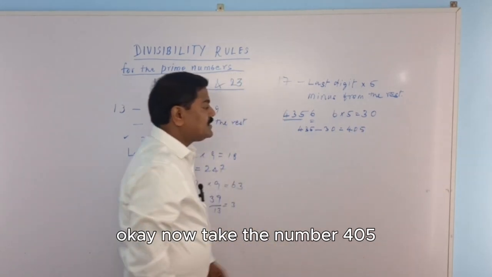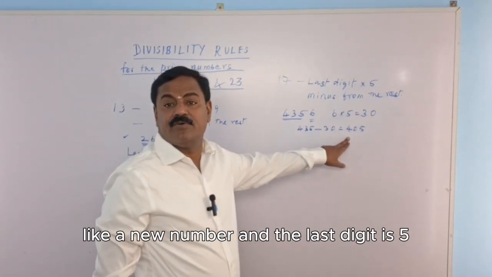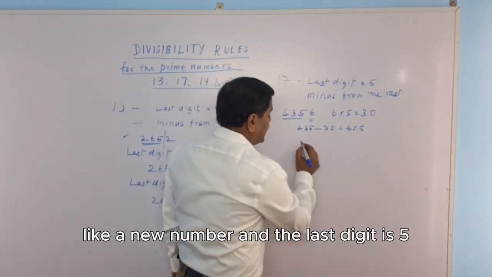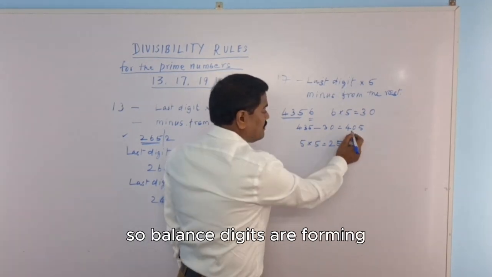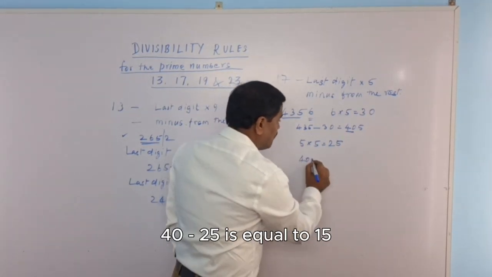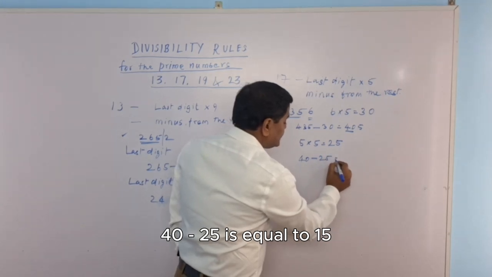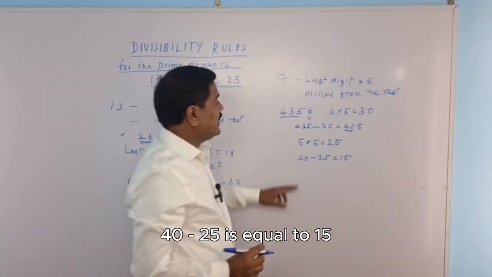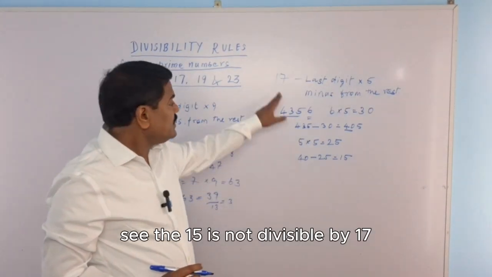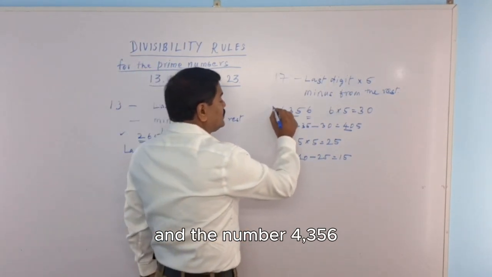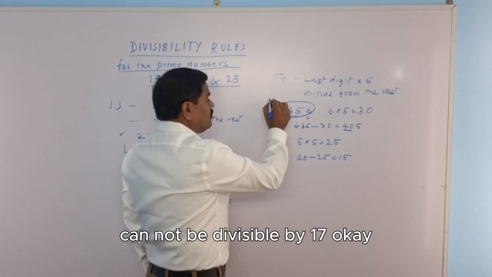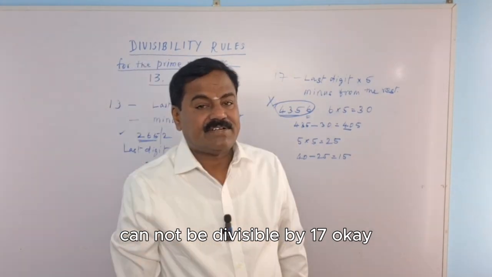Now take the number 405 as a new number and the last digit is 5. So 5 into 5 is 25. The balance digits form 40, and 40 minus 25 is 15. See, 15 is not divisible by 17, hence the number 4356 cannot be divisible by 17.